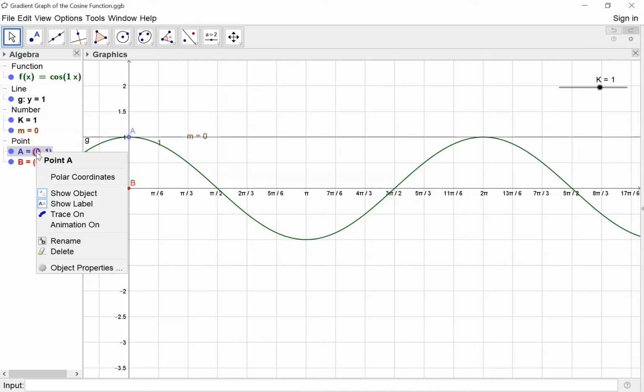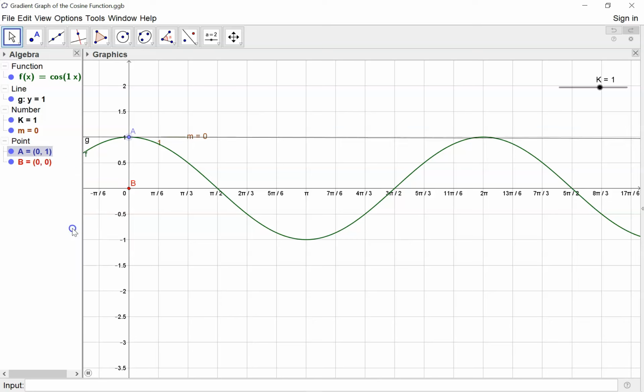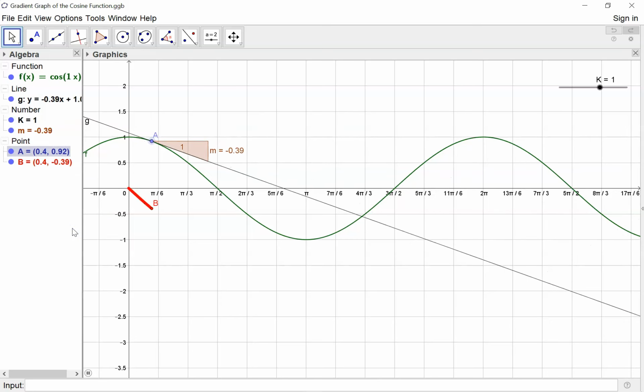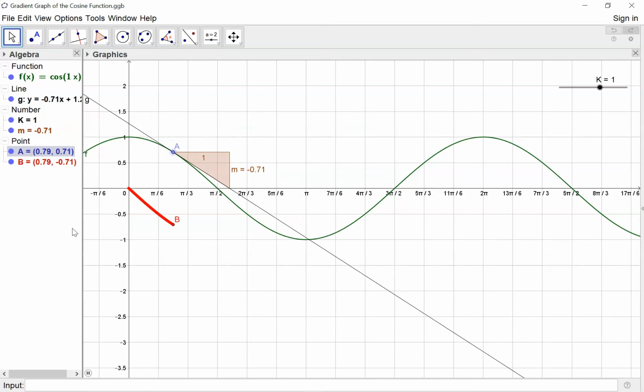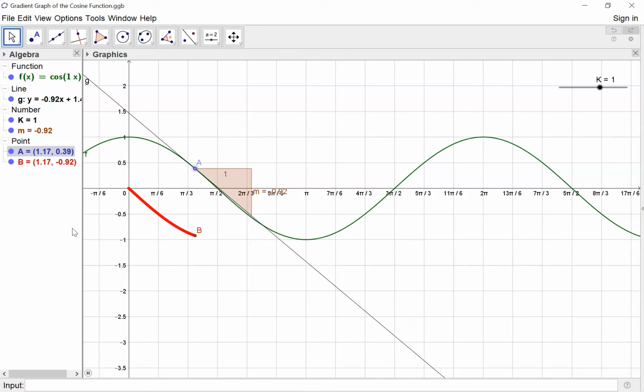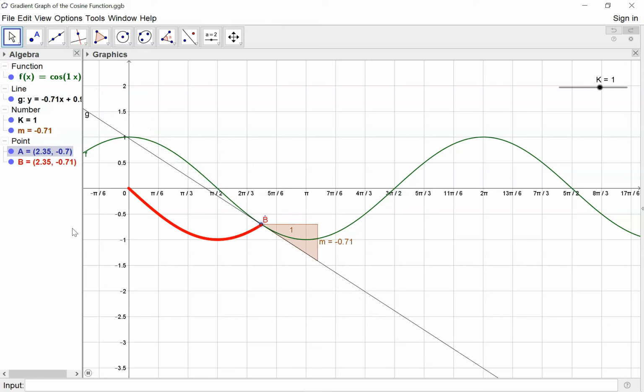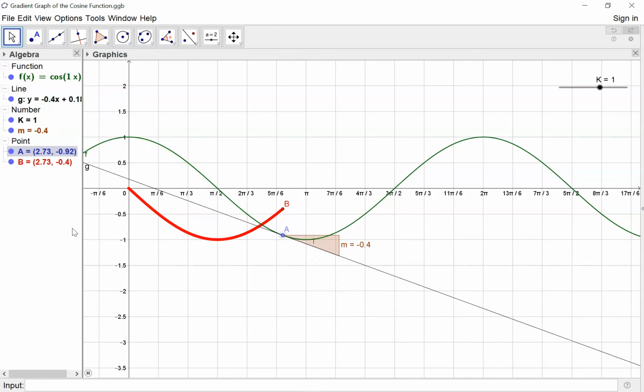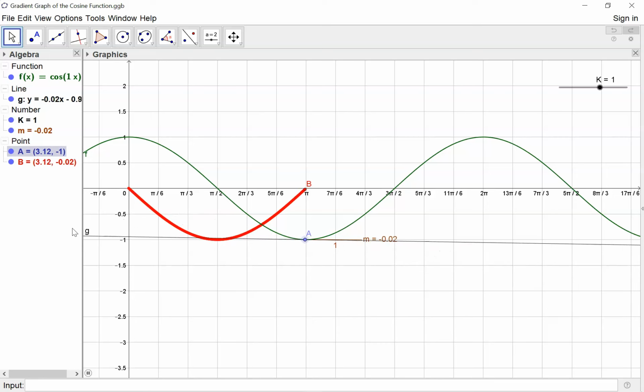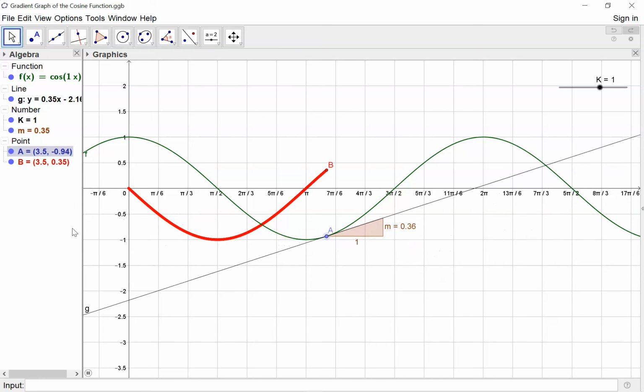If we run the animation, we'll plot the gradient. The gradient is a negative value, so the greatest rate of change is going to be halfway, which is why at pi on 2 we've got a turning point here. The gradient is going to come up until it gets to 0, and then it's going to be a positive gradient.